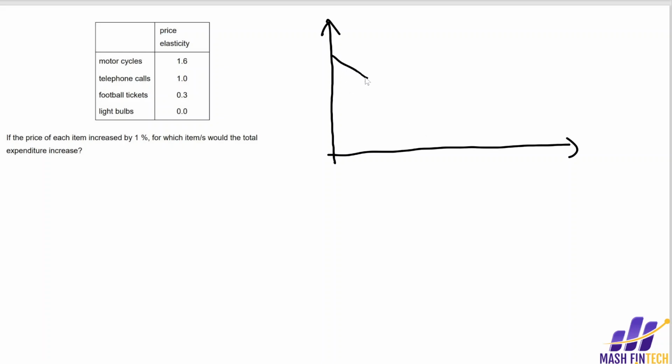This is a linear demand curve. Price here, quantity here. For very high prices here, the product is highly elastic. If you spend a high proportion of your income on a product, the demand for the product is highly elastic.